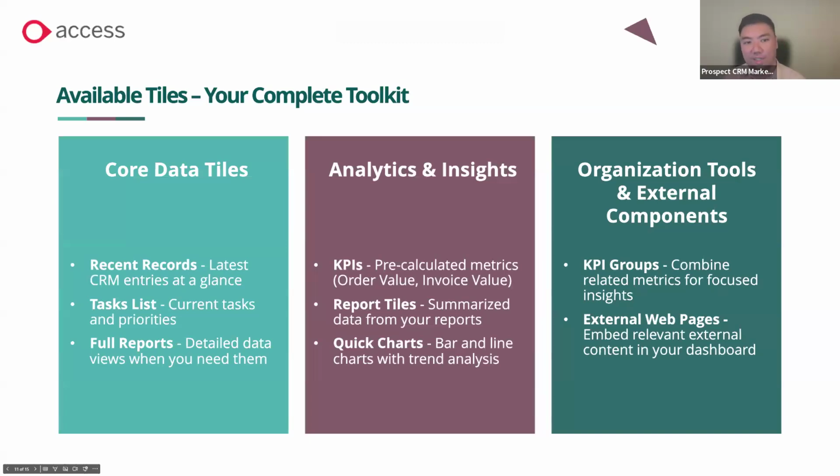Okay, so to summarize everything that I've just shared with you. We have core data tiles where you have access to recent records, and this allows you to view your latest CRM entries at a glance, where you'll be able to track tasks that you've recently acted on or edited. Okay, we have also task lists, which allows you to see all of your current tasks and priorities, tasks that have been outdated or future tasks that you should be acting on as well. You will be able to see them there. This is really dynamic and will keep you on top of all the tasks that you've set for yourself or tasks that, say, for example, have been assigned to you.